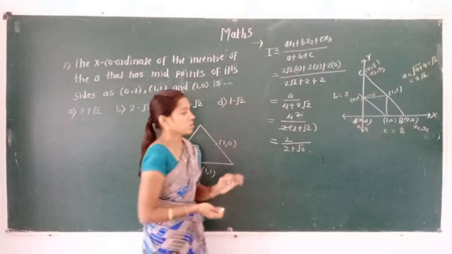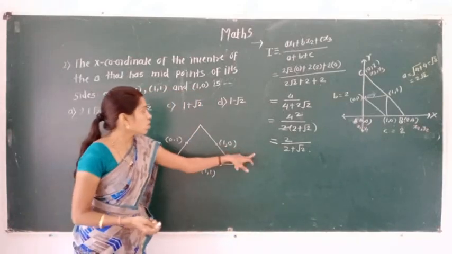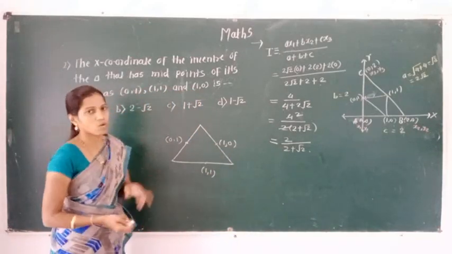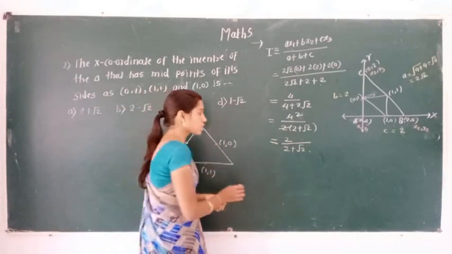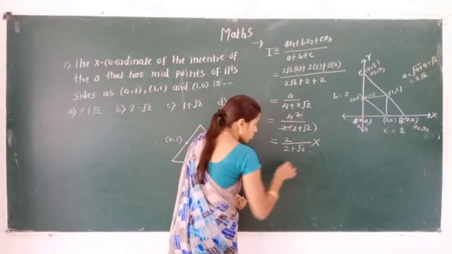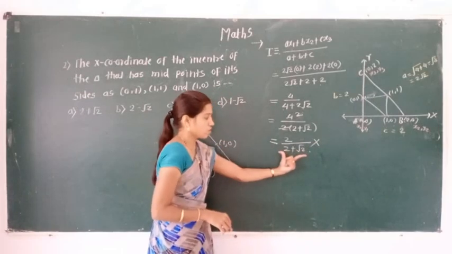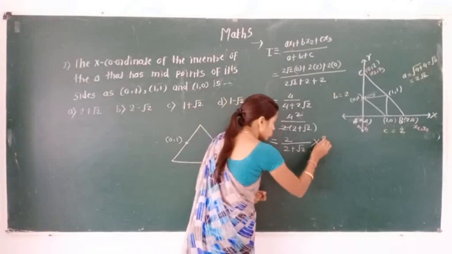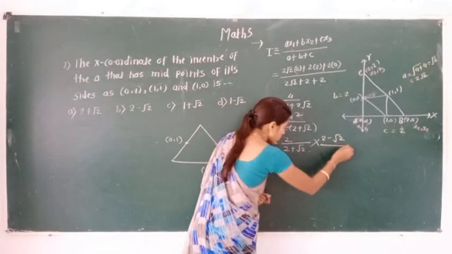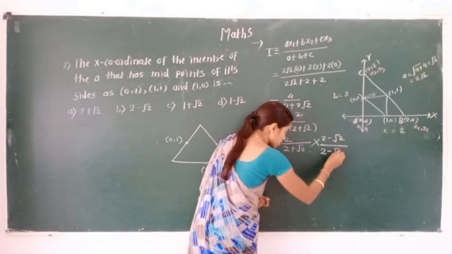But these values are not included in your options. So first of all rationalize this term. Multiply the numerator and denominator by the conjugate of this term. The conjugate of 2 plus root 2 is 2 minus root 2, so multiply both numerator and denominator by 2 minus root 2.